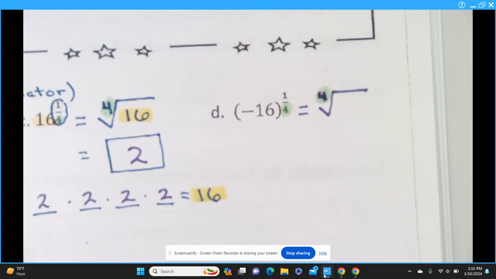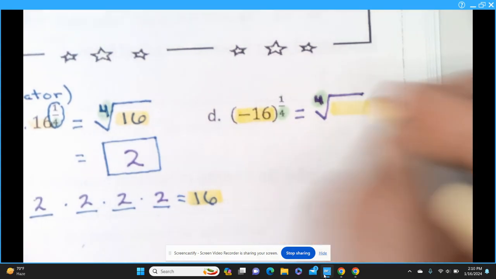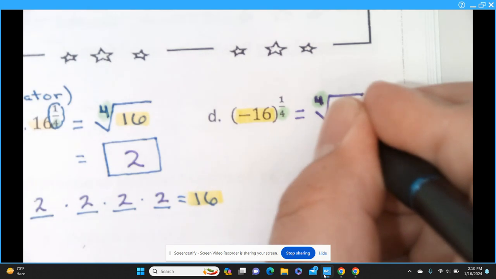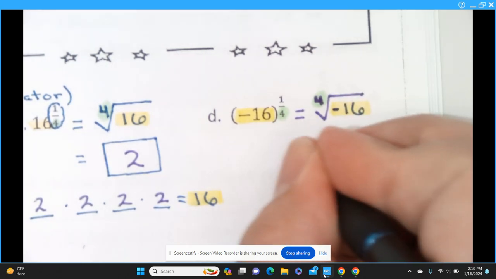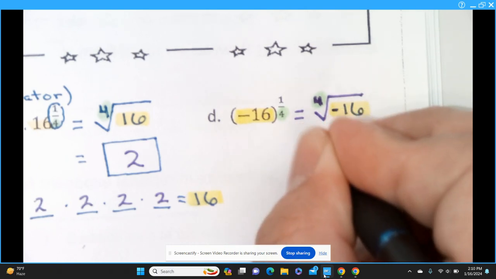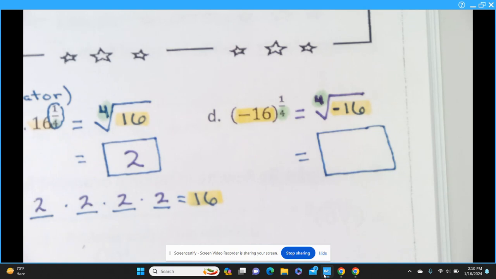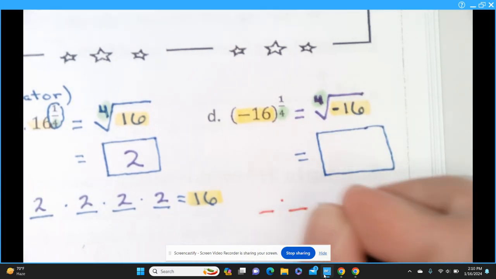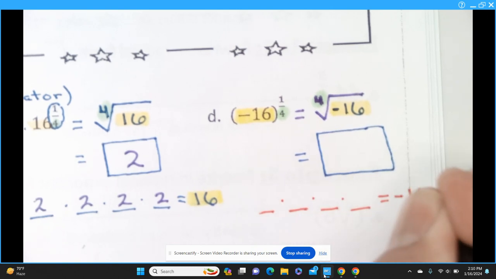And then, of course, on the inside, well, this time, look, the negative is in the parentheses. Then I need to bring the negative inside of this parentheses. So I'm going to call it a negative 16. So here we go. We're going to try to see if we can figure out what the answer will be here for this number. Or actually, I should say, I'm going to think about 4 times. What number do I multiply 4 times to get a negative 16?